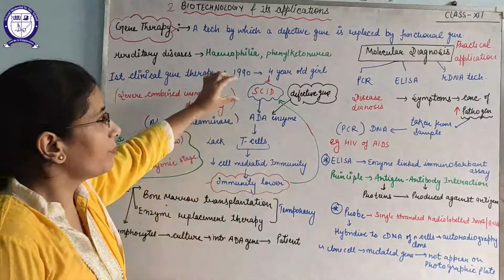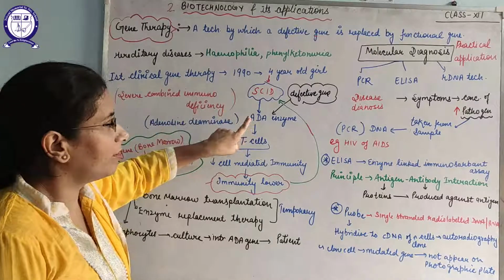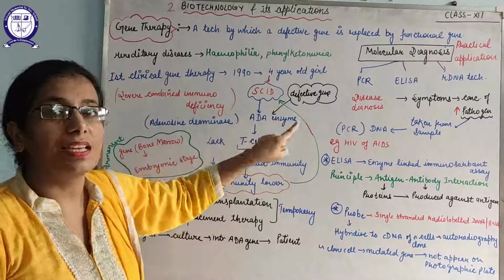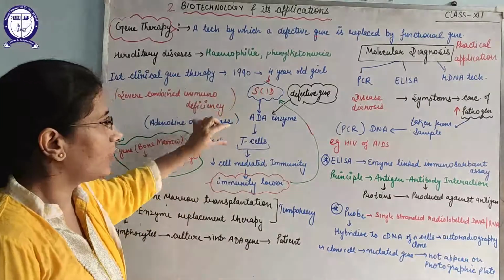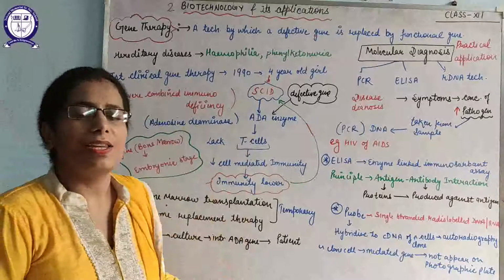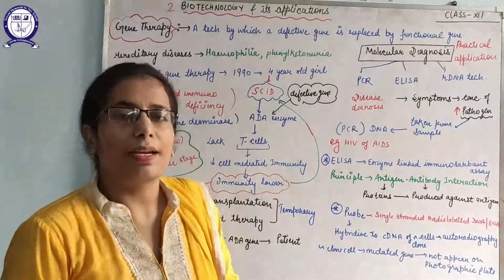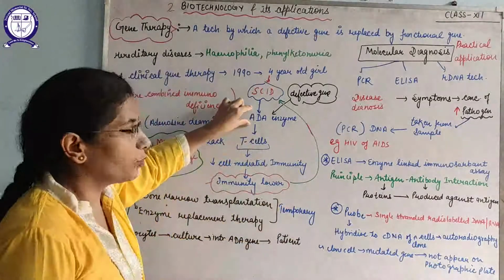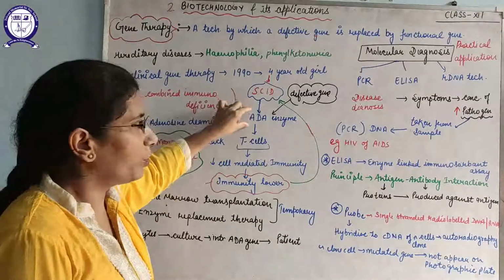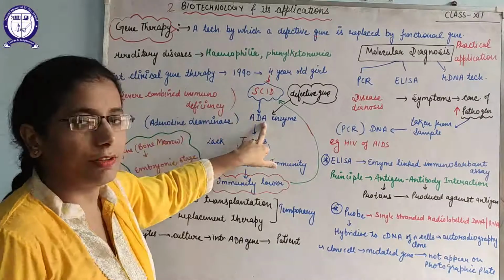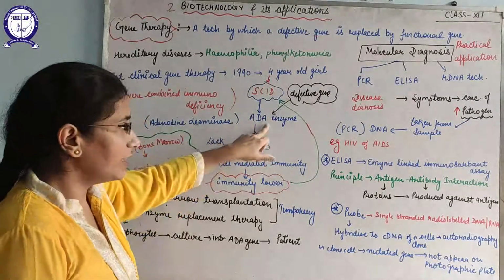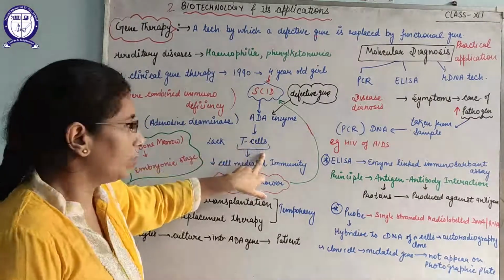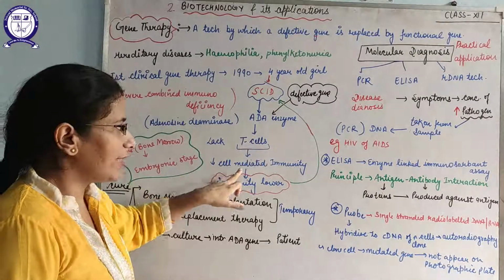How does this disease occur? SCID occurs due to the deficiency of an enzyme known as adenosine deaminase, and this enzyme is required for the proper functioning of T cells. And as you know, T cells provide us cell mediated immunity. But what would happen if this enzyme is not produced? That means the gene that produces this enzyme is defective. At that time, there will be a deficiency of the enzyme, and as a result, a lack of T cells in the human body. So there will be a decrease in cell mediated immunity.